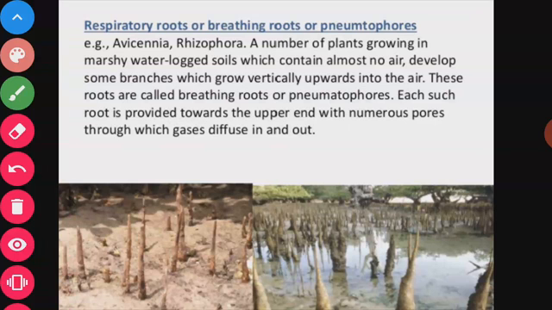Some non-green plants cannot prepare their own food. They live on other plants for their food. Such plants are called parasitic plants.